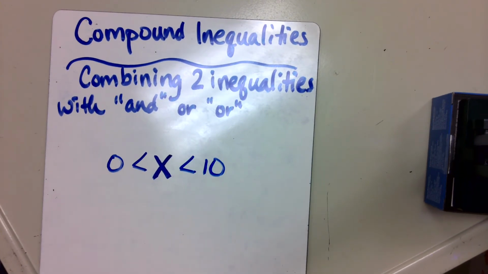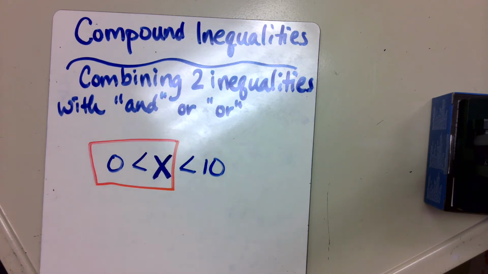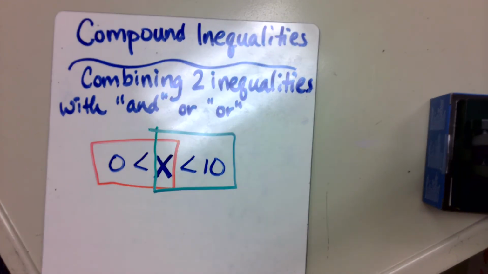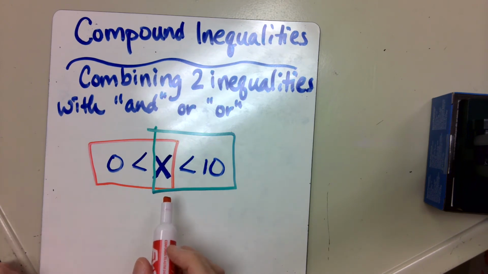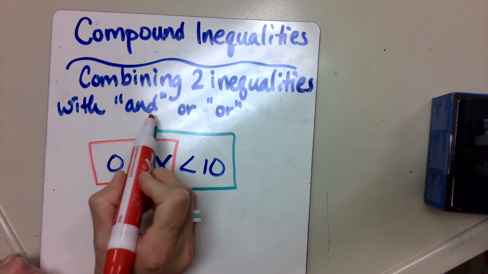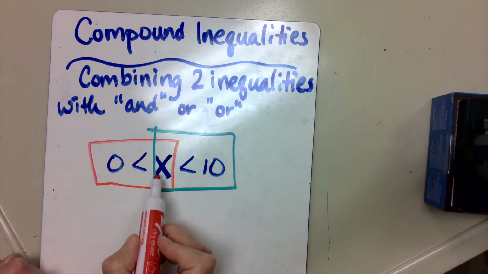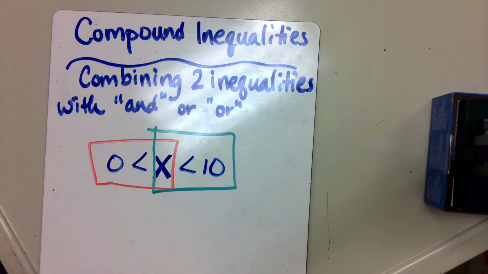It's in one sentence. Here's the first sentence and here's the second sentence. This inequality sentence is joining two inequalities in one, and it's using the "and" word with it because I can write it in one big sentence. X is greater than 0 and less than 10 at the same time.